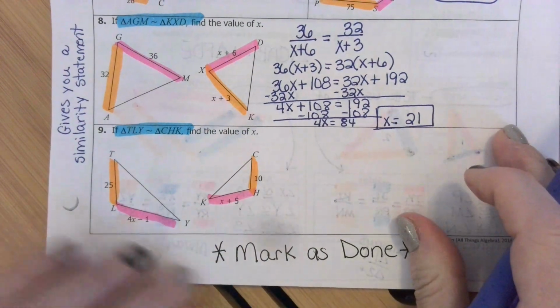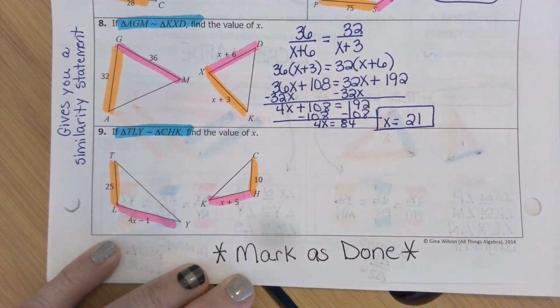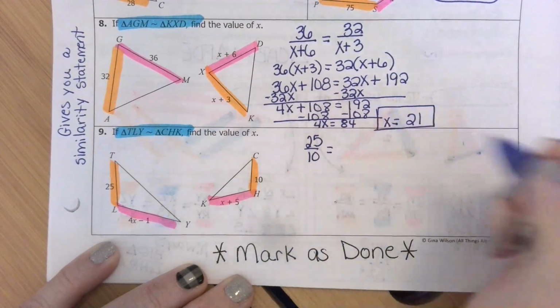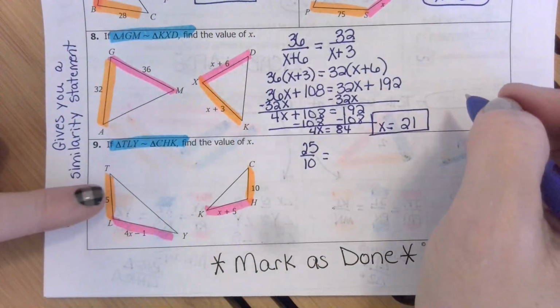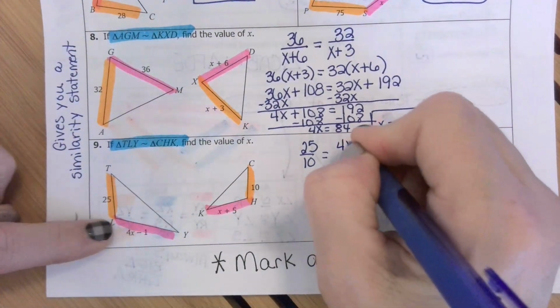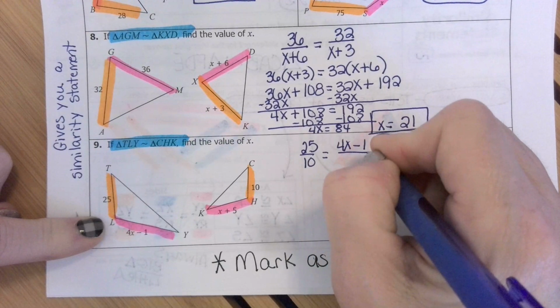Number 9, let me go ahead and set it up for you. So I'm going to put orange over orange equals pink over pink. Remember, I went left over right, so I have to go left over right.